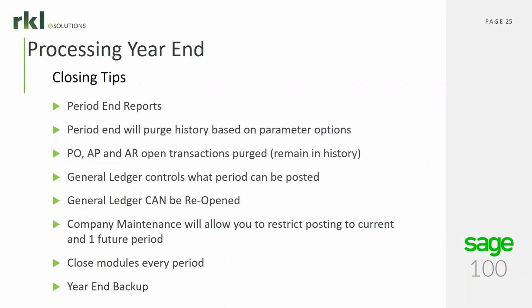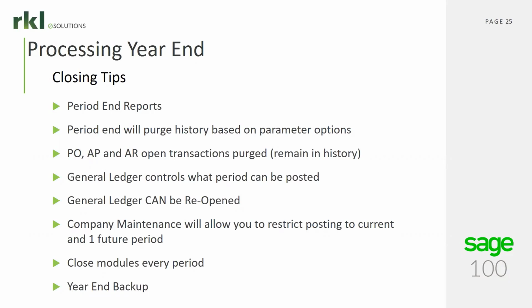General ledger controls what period can be posted to. For example, if general ledger has period 6 closed and period 6 is open for accounts payable, you cannot post any accounts payable transactions to period 6. Therefore, general ledger current period will need to be equal to or less than the periods in any of the other modules.